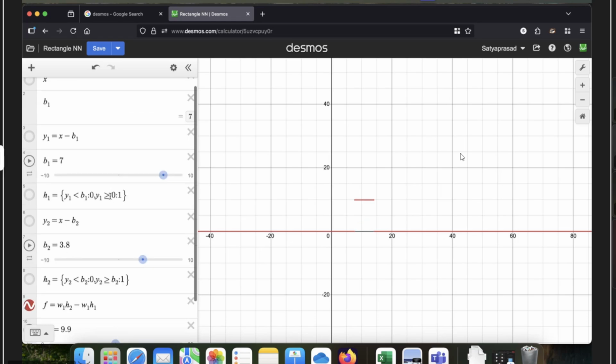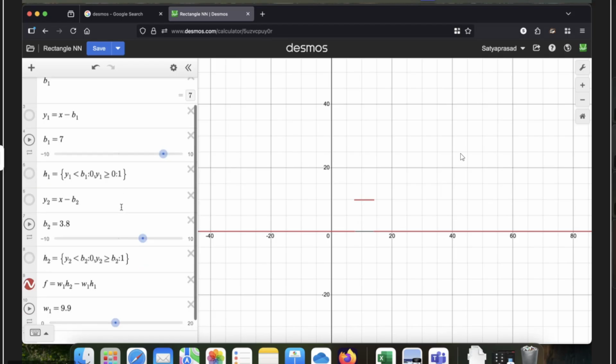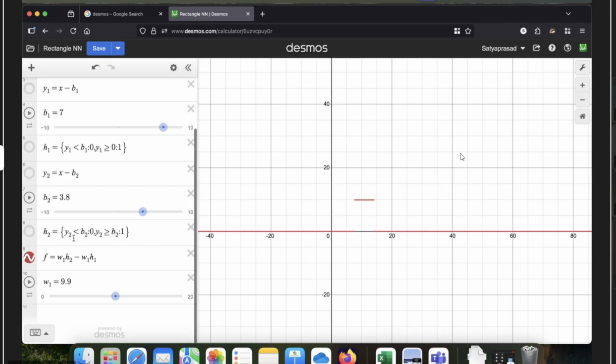It is simple: we pass x, y1 is the first neuron, computing x minus b1, and y2 is x minus b2. h1 is the signal function: if y1 is less than 0 it is 0, if y1 is greater than 0 it is 1, a single signal. Similarly for the second neuron, if y2 is less than 0 it is 0, greater than 0 it is 1. Two such signals, and we combine h1 and h2 with a linear combination, w1 and minus w1. So it produces a resultant signal.